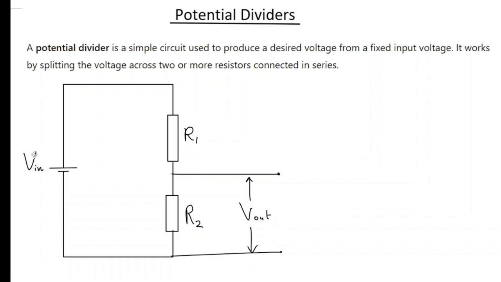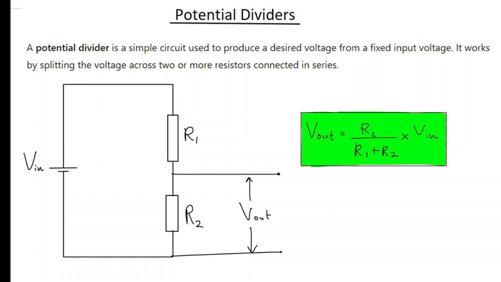Now the formula that gives you the output is V out is R2 over the total resistance, which is R1 plus R2, multiplied by V in.